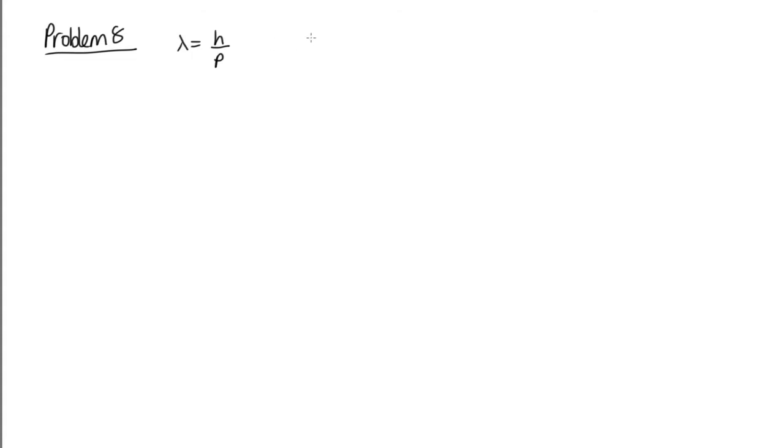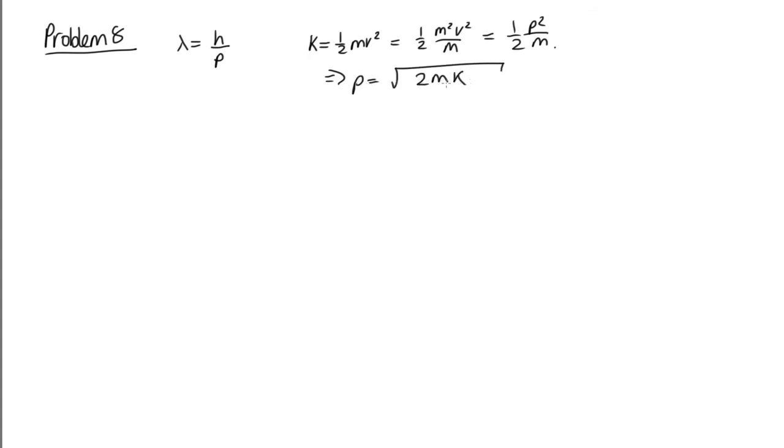In order to do that, we can write that the kinetic energy, which is what we're given, is given by a half mv squared. And so this is equal to a half m squared v squared over m. And why we want to write it this way is that this is a half p squared on m. So this tells us that p is equal to the square root of 2mK. And so now we can relate our energy to our wavelength. And so this tells us that the wavelength is equal to h over the square root of 2mK, which will help us solve a couple of these problems.